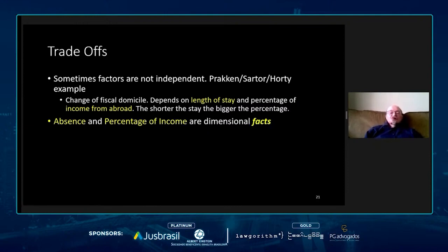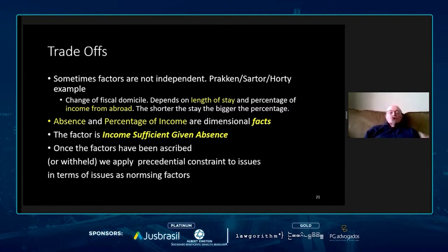Absence and percentage are dimensions, and in a particular case, there is a particular absence and particular percentage of facts. The factor is income sufficient with an absence. And once the factor is realized, we can apply precedential constraint to it in terms of facts.